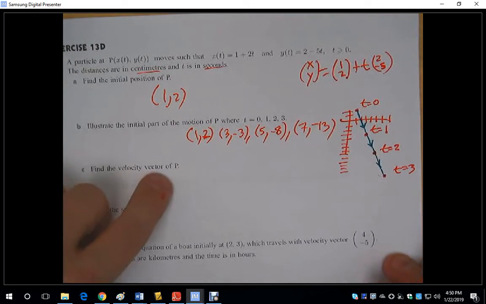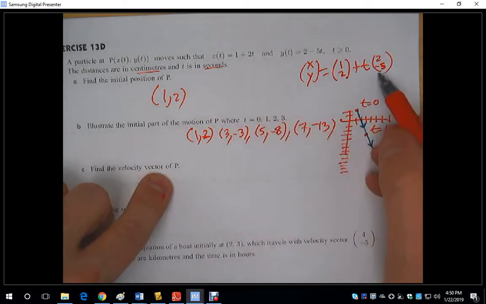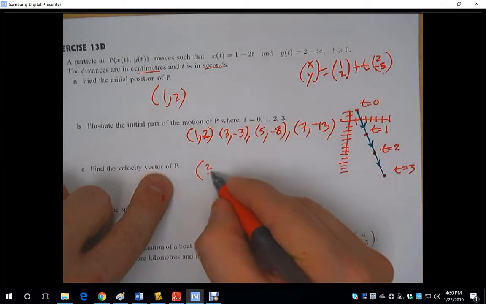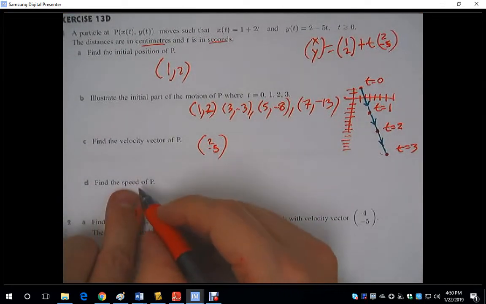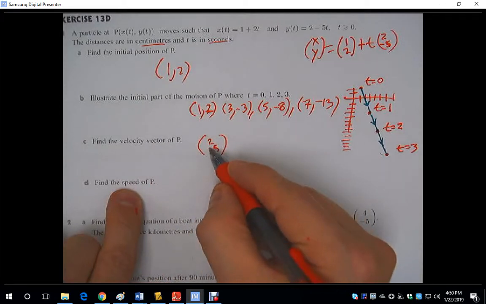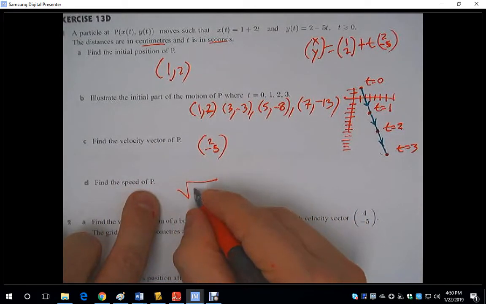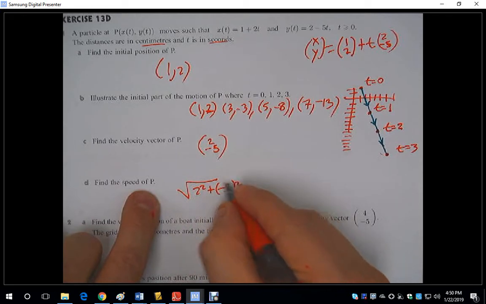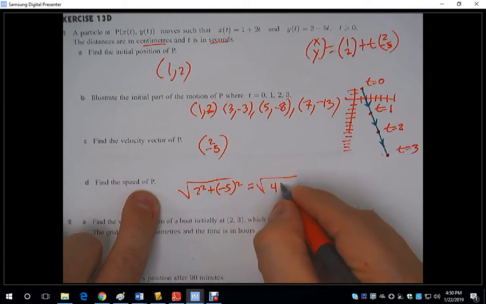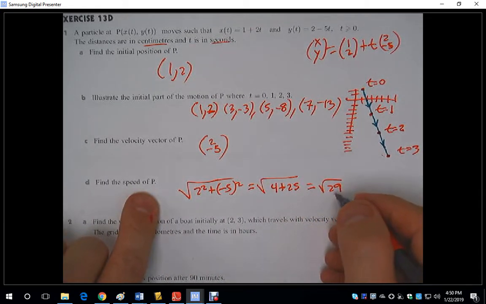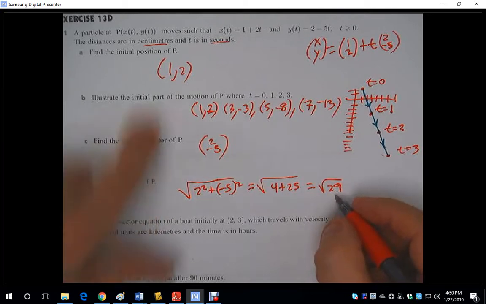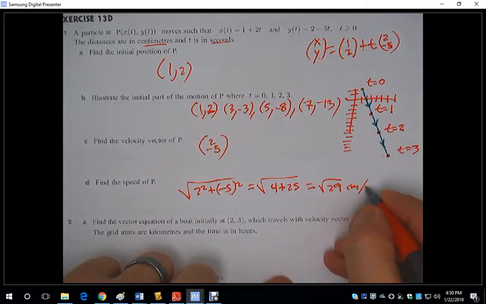It says find the velocity vector. My velocity vector in this case is the same as my direction vector, so that's going to be (2, -5). And then I want to find the speed. The speed of the object does not have a direction. It just has a magnitude. If my velocity vector has a direction and magnitude, we just find the magnitude, so I have the square root of 2 squared plus -5 squared, which is going to give me the square root of 4 plus 25, or the square root of 29 centimeters per second.